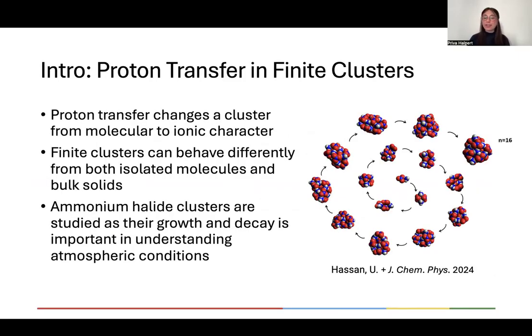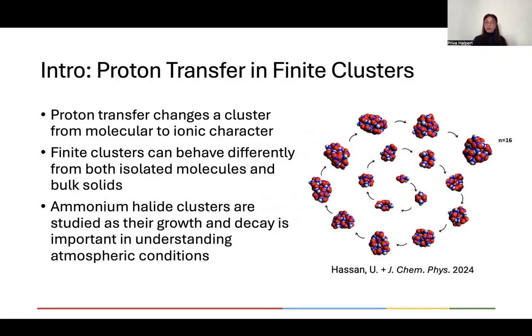Now, to begin with a very brief introduction into the importance of proton transfer analysis in finite clusters, we know that nanoparticle clusters in finite sizes, so existing when they're very, very small, can have very different structures and very different behaviors and characteristics than the bulk material. A lot of these characteristics are dependent on the proton transfer that exists as these clusters move from a molecular to a more ionic character. And these proton transfers are actually growth dependent. We do see trends in the growth of nanoparticle clusters as they grow, and we see trends in the proton transfer and the way that it plays out.